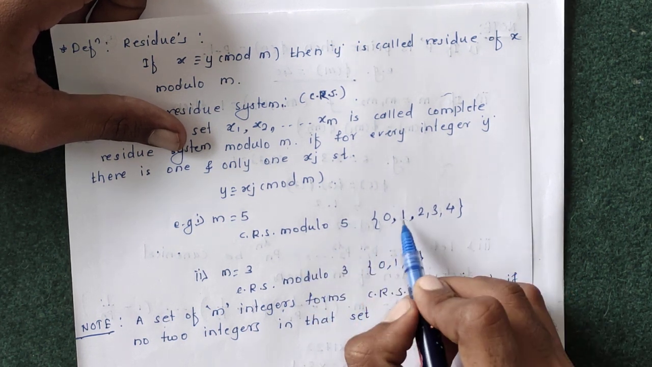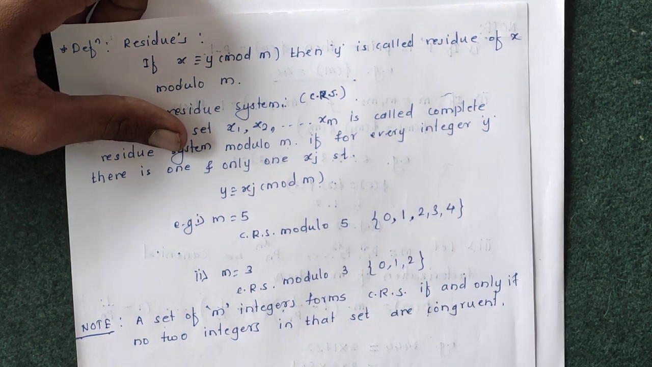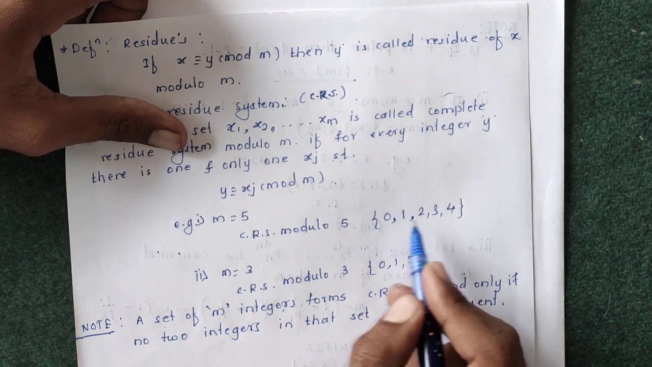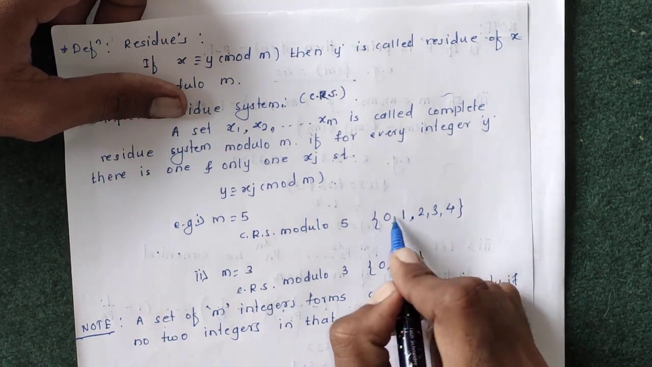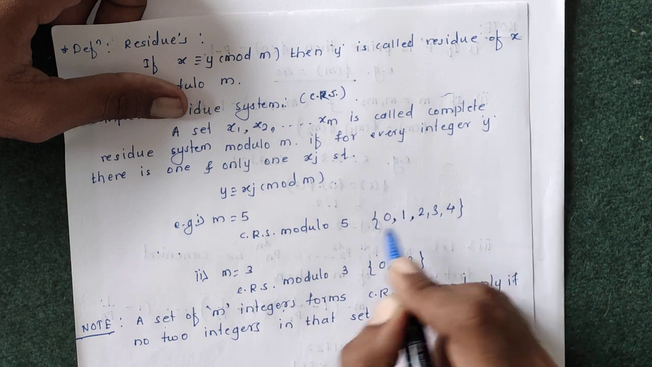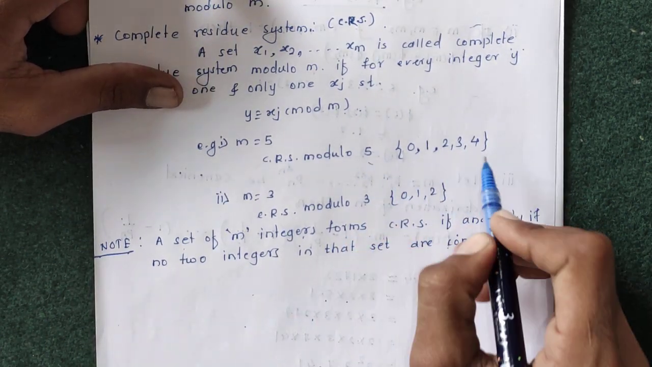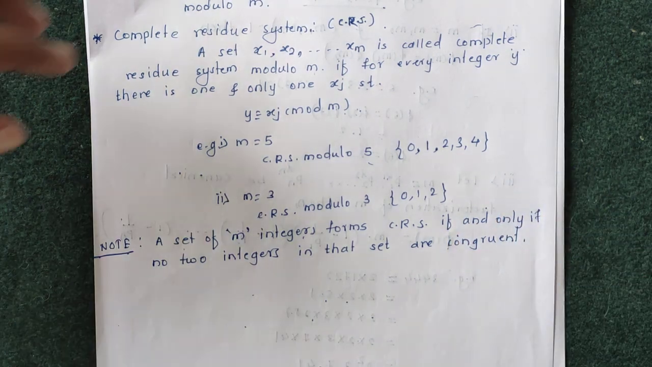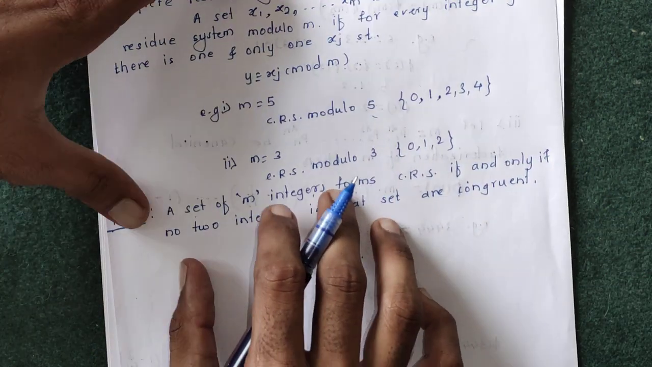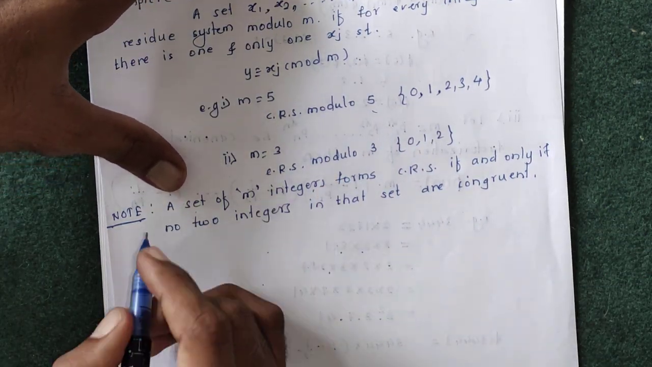So in a C.R.S., all these numbers must not be congruent to each other. If any two of these numbers are congruent to each other, then we say that set of integers does not form a C.R.S. Now the next example is the reduced residue system.